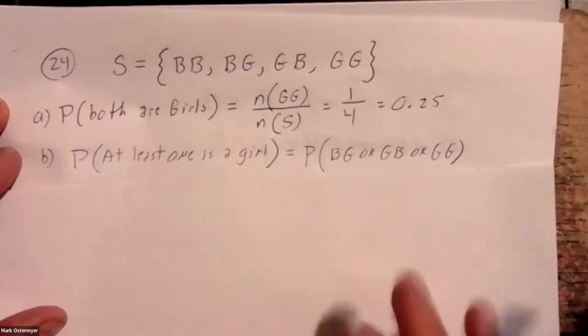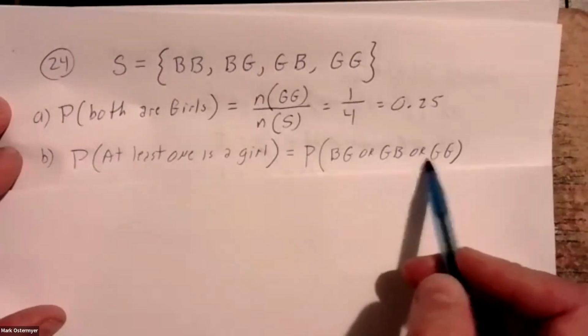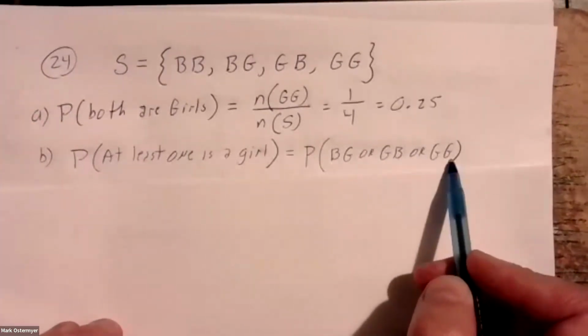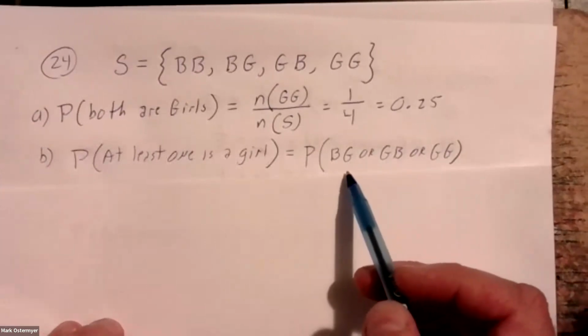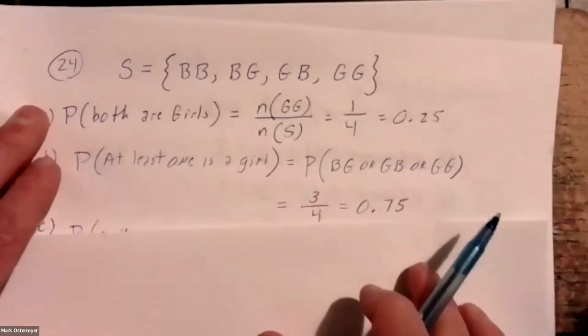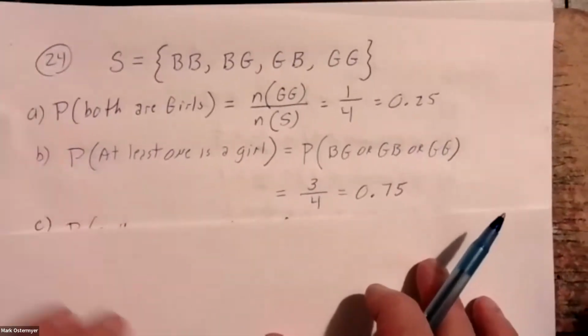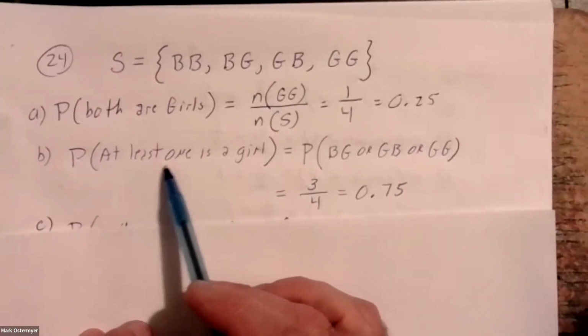Well, that could occur if we have a boy and then a girl, or a girl then a boy, or a girl and a girl. Remember, at least 1 means 1 or more. So there's 3 ways of having at least 1 girl out of 4 outcomes. So your probability would be 3/4 or 0.75, or 75% chance of having at least 1 girl.